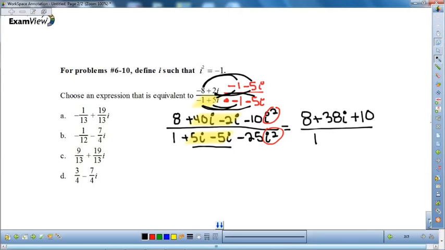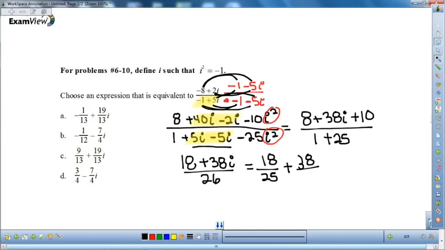And once again, the i squared represents negative 1. So I'm going to have 18 plus 38i over 26. So notice that I don't have any of my answers there. So what I'm going to do is go ahead and separate them into two individual fractions.